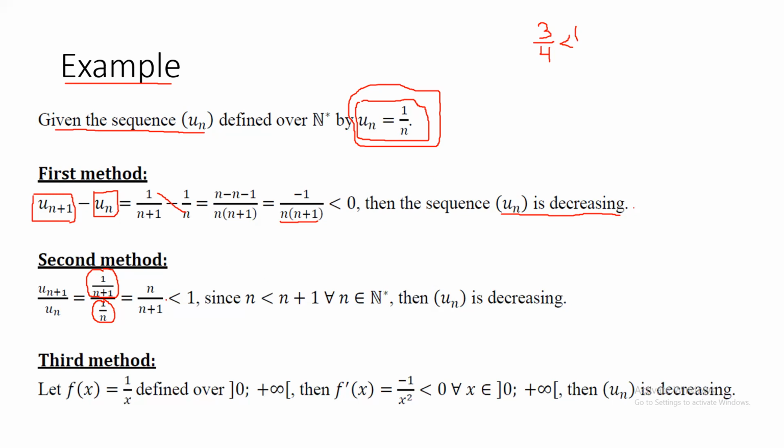Okay. How about n over n plus 1? Which one is bigger? n plus 1 is bigger than n. So it is less than 1. Then we say that un is decreasing.